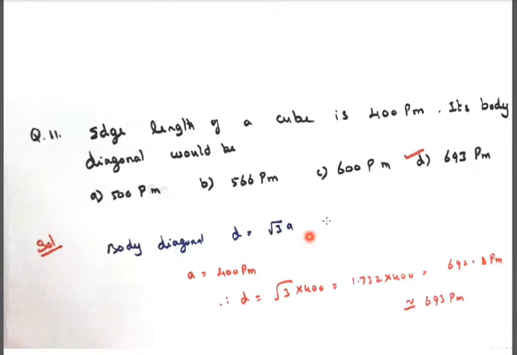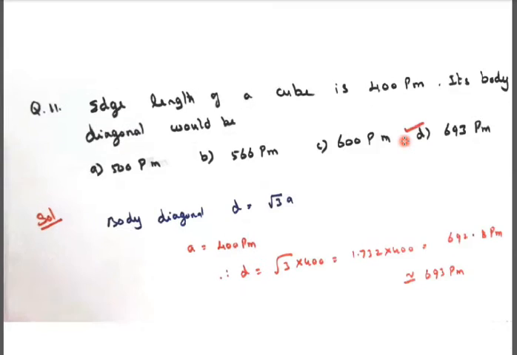Root 3 into the A value, which they have directly given as 400 picometer, because in all four options they are given in picometer itself. No need to change. So root 3 into 400. We know the root 3 value is 1.732, so 1.732 into 400. We are getting 692.8 picometer, approximately 693 picometer, is the correct answer.